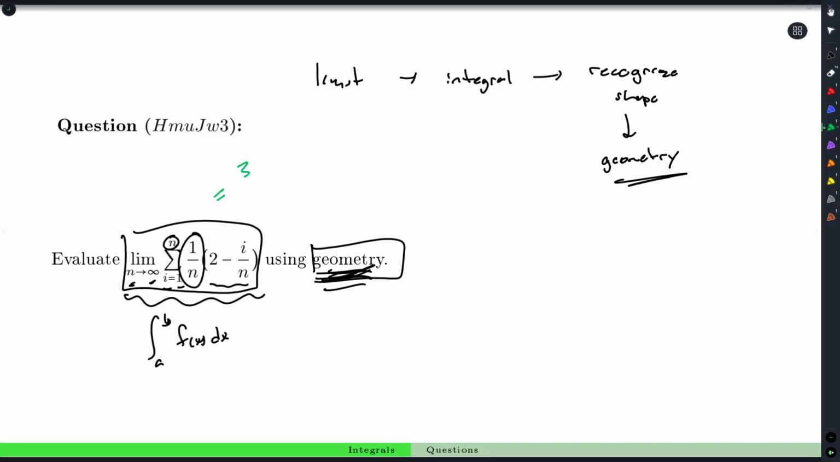So there we go. Our final answer here is that this whole thing evaluates to 3/2, but we didn't use any summation notation formulas. We didn't calculate any limits. I don't think you even need super advanced integration techniques. We just resorted to recognizing this as an integral, recognizing its shape, and using plain old geometry.